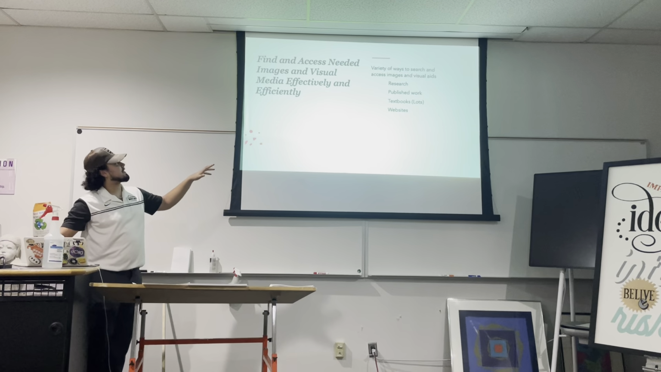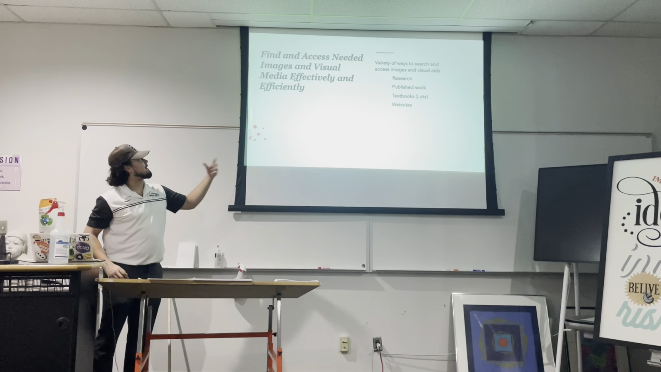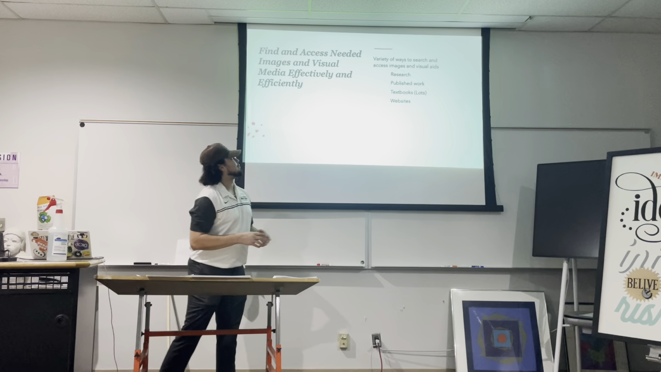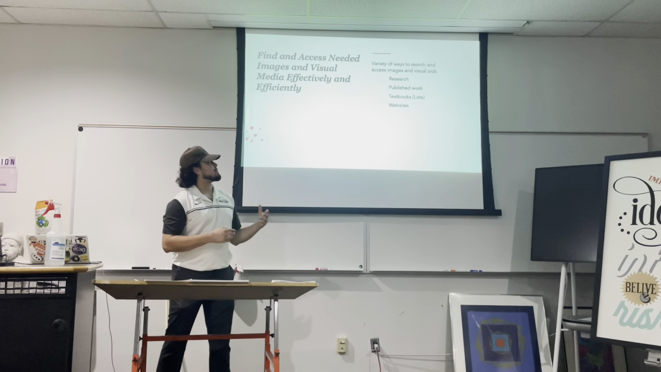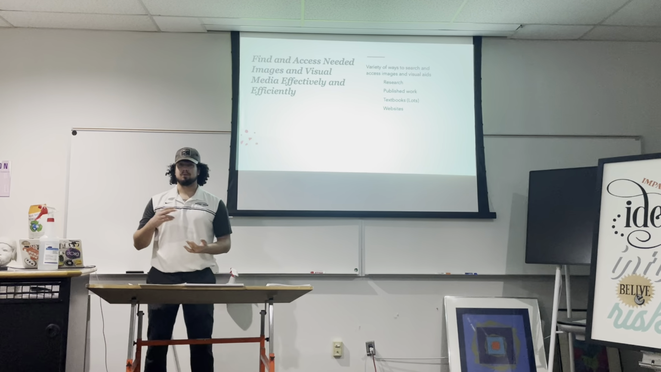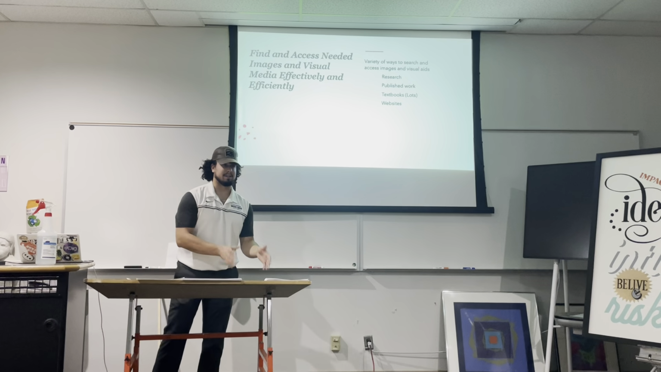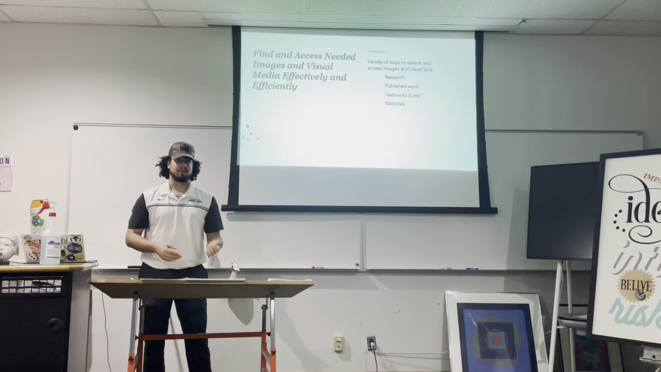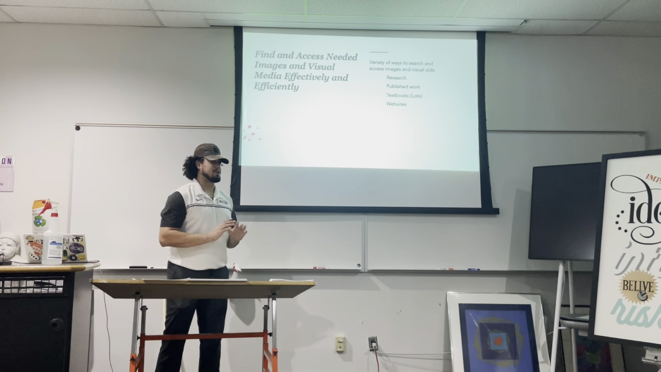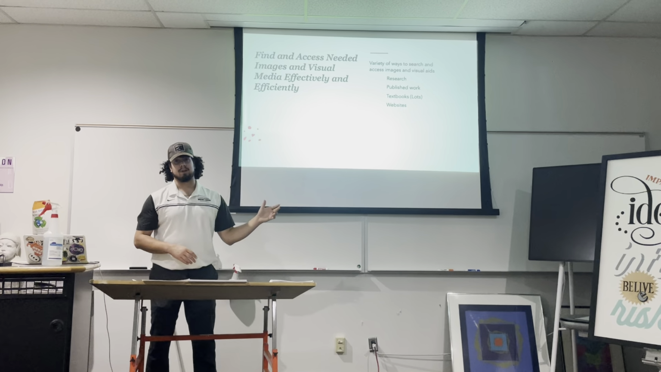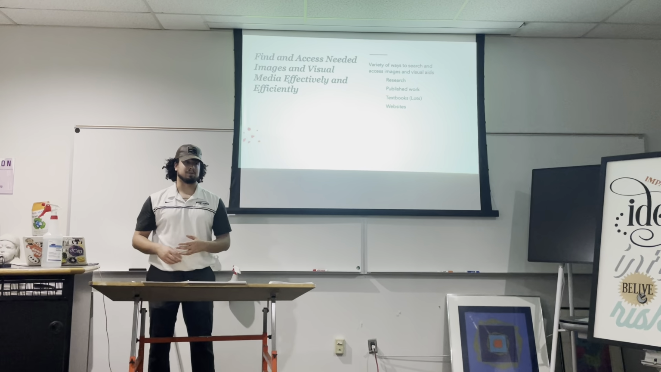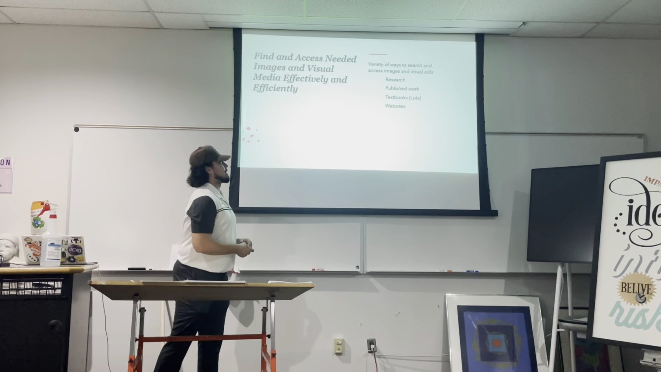The next is find and access needed images and visual media effectively and efficiently. So there's a variety of ways to search and access images and also visual aids. For exercise science, that's done through research, through published work, through textbooks, which is a lot. If you look through a lot of textbooks in the field of exercise science, any average exercise science book, there's lots of information, lots of content that need charts, graphs, any type of diagrams to help explain what is going on in the chapters.